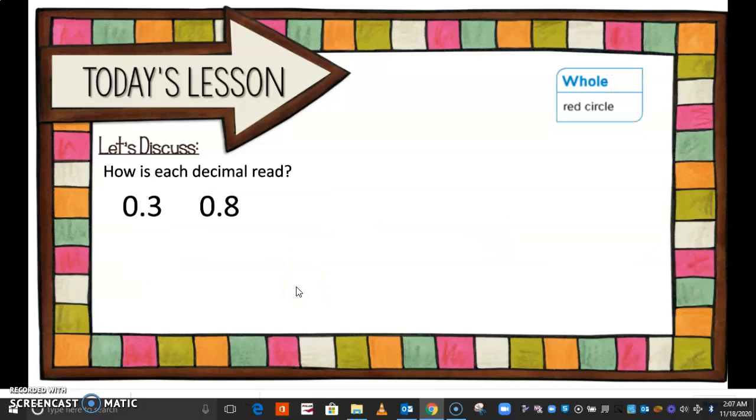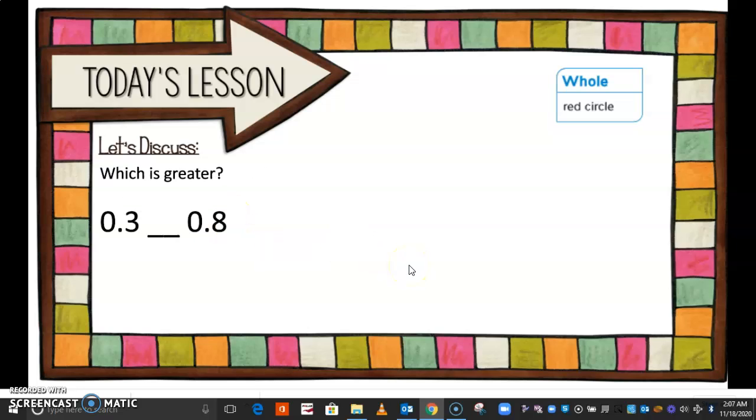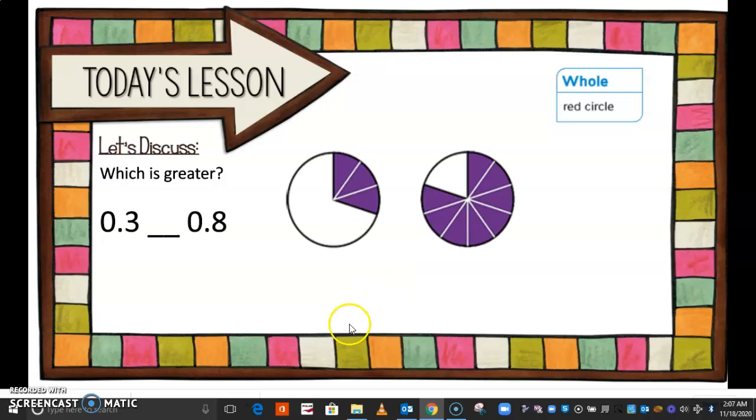Okay, let's look at this one. First of all, how would you read those decimals? Well, this one would be read as three tenths, and this one's eight tenths, right? Now, which one's greater? Well, let's look at it. 3/10 would just be 3 little fraction pieces, and 8/10 is 8 out of the 10, then we know that 3/10 is less than 8/10. So my question, which is greater? 0.8.